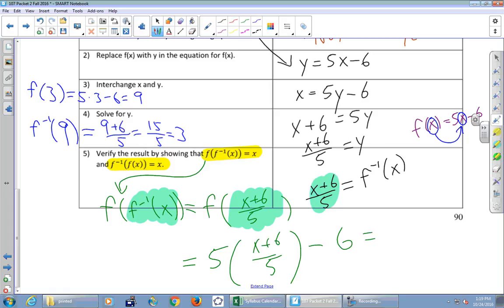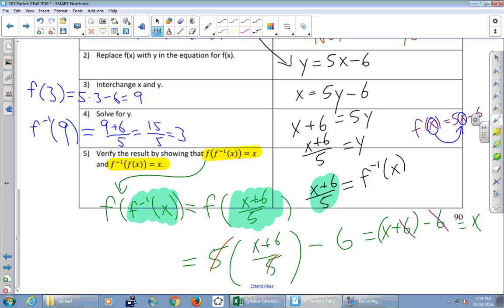Okay, let's simplify here. What's the nicest thing to do next? Let's cancel the 5s. Don't distribute that 5. Could, but you're missing the point. Cancel them. That's why the 5 is in the bottom. And so we're left here with what? X plus 6 minus 6. And then the 6 is canceled, right? So we get x. Good. So we started with x, we went somewhere, and we came back to x.